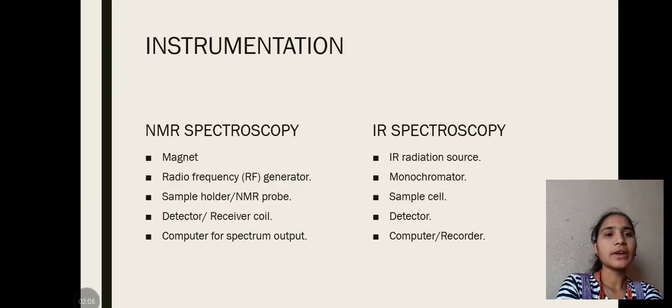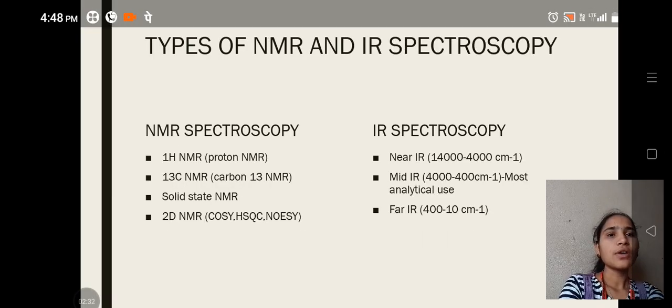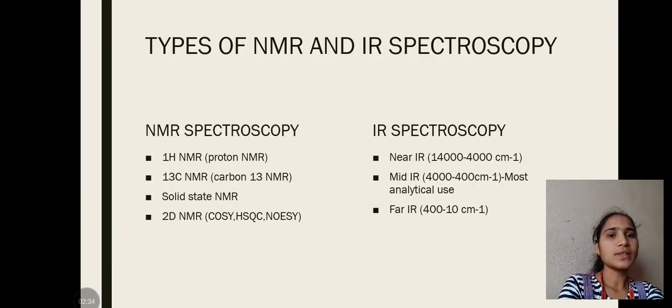Instrumentation behind NMR and IR spectroscopy. NMR spectroscopy instrumentation is a magnet, radio frequency (RF) generator, sample holder or NMR probe, detector or receiver coil, and a computer for spectrum output. The instrumentation behind IR spectroscopy is an IR radiation source, monochromator, sample cell, detector, and computer or recorder.